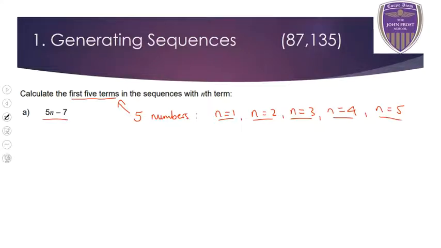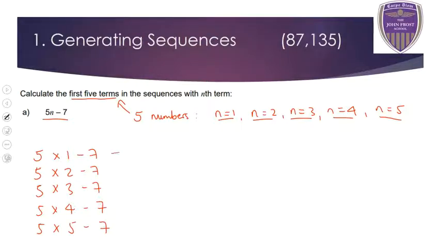Okay, so it is literally substituting these values of 1, 2, 3, 4, and 5 into this equation, right? And lots of you are clever enough to work those out in your head anyway without much workings. All right, so the first term is 5 times 1, take away 7. Then it's 5 times 2, take away 7, and then up to 5 times 5, take away 7. Okay, so each of those answers, then you should notice the pattern as well. Because it's 5n, you should notice that the pattern of numbers is going up in 5s.